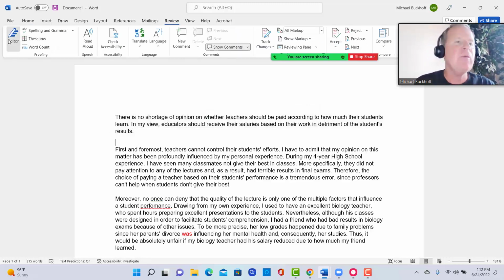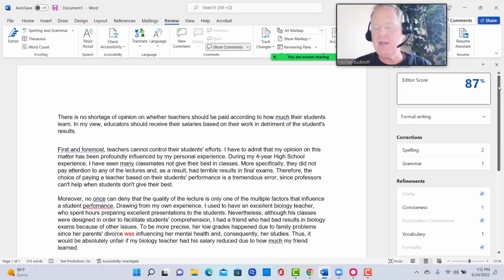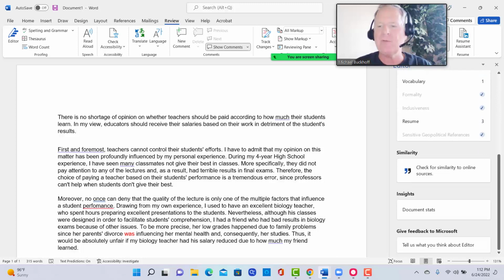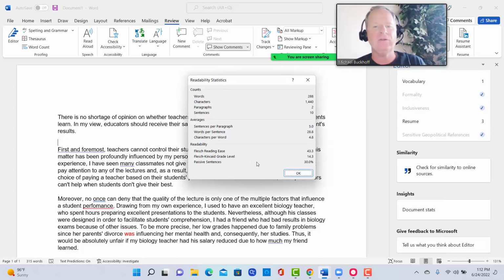Now let's take a look at one thing before we get going. I'm going to look at a couple of other things. Editing score doesn't look bad. You're 87%, right? The most important thing I like to look at here is your document stats. This is actually impressive. This is good. You got 28.8 for your average sentence length. Your characters per word is 4.8. Therefore, I believe that E-Rater, ETS's artificial scoring engine, will like your writing. So I think that's a good sign.